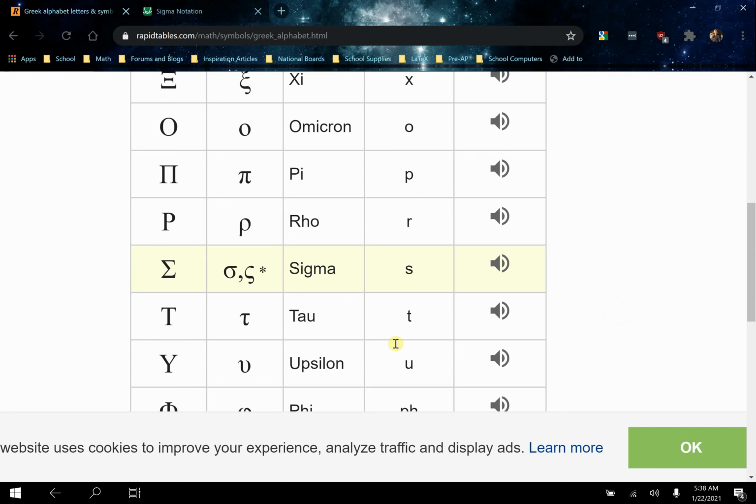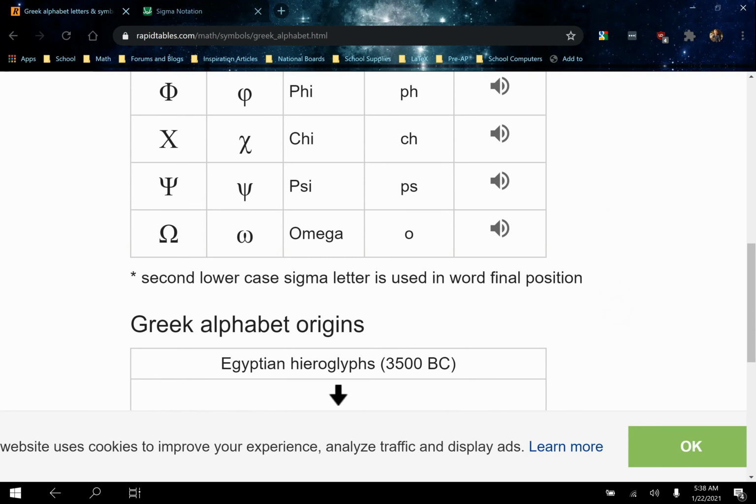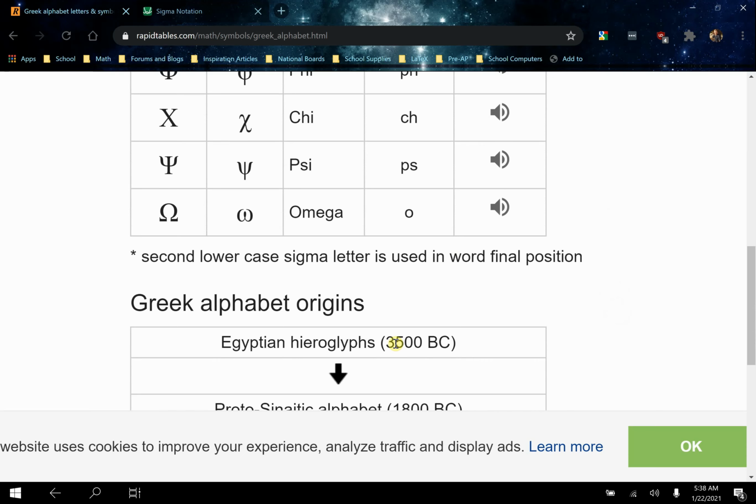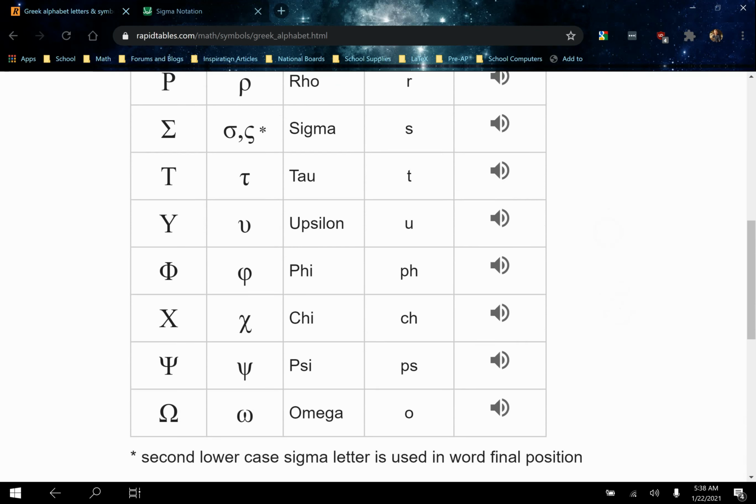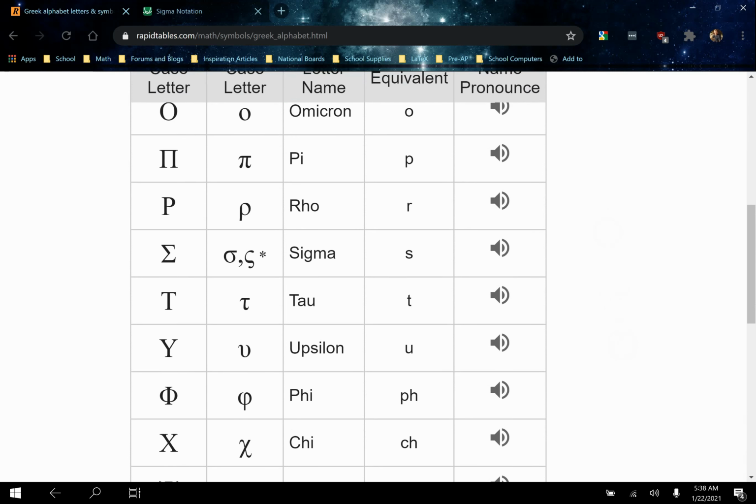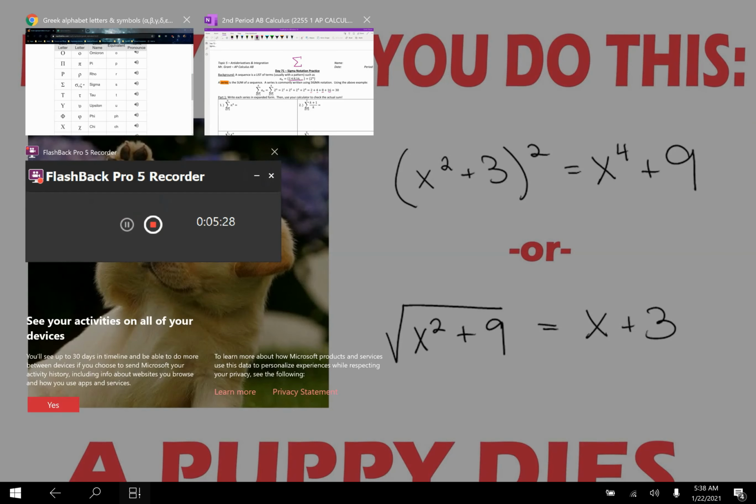You'll notice that there are two different lowercase ones, and I was curious what the asterisk meant, so I went on my own little journey. The second lowercase sigma letter is used in a final word position. So I assume that means if you're ending a word with an S, you use one of them versus another. Either way, I would say that this one right here on the left is more common than the one on the right. I've actually never seen the one on the right. You use this a lot in statistics for your standard deviation. So either way, there's your quick rundown for Greek letters. Thought it was interesting though.